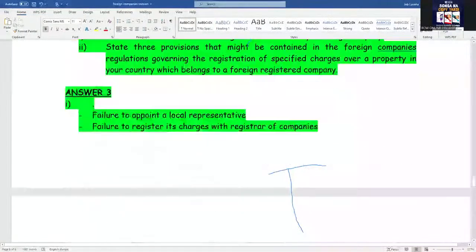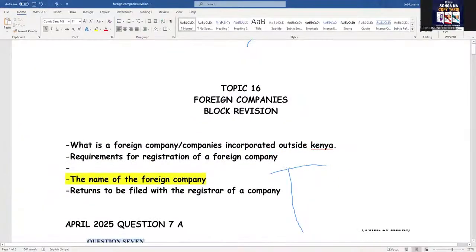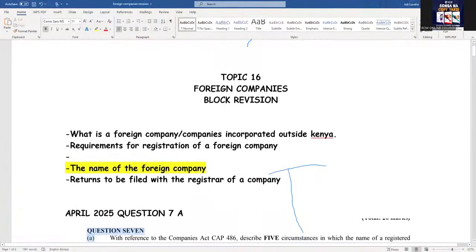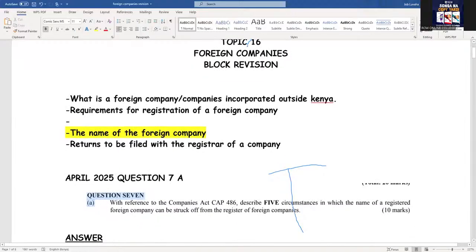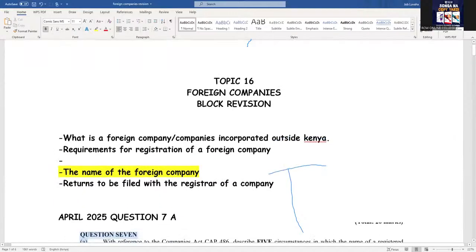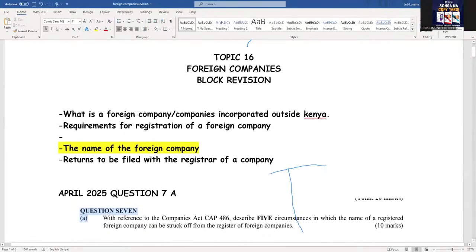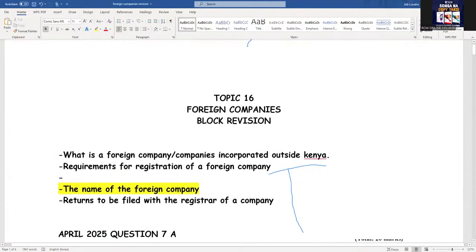So I think we can end there. Let me end there for now. We looked at topics 15 and 16. Next time we'll look at topics 12, 13, and 14. So we look at 12, 13, and 14 in our next class, which is on Monday.